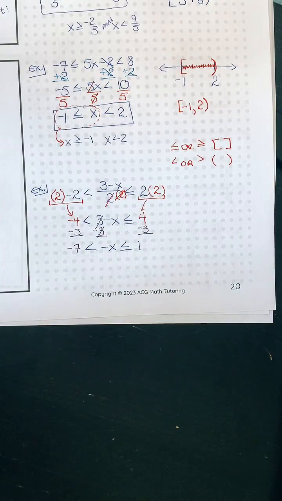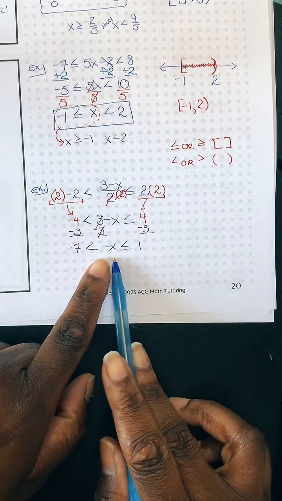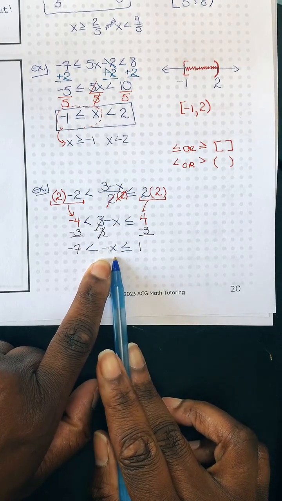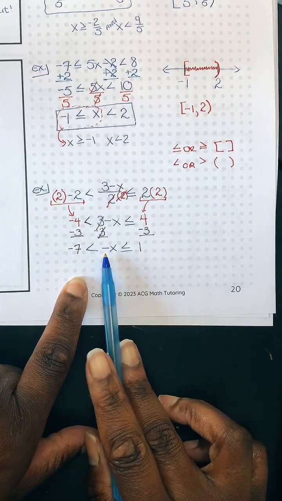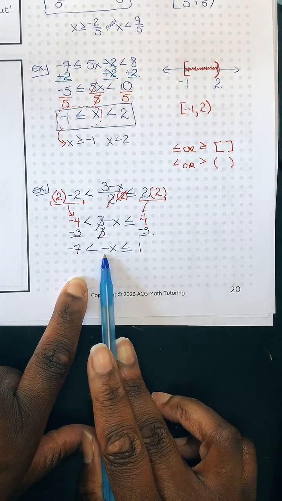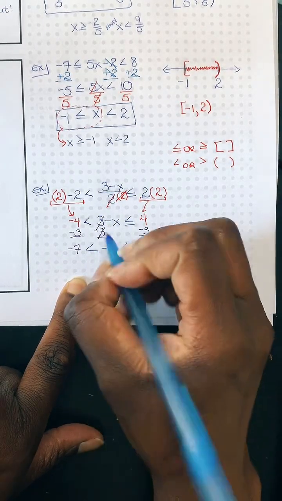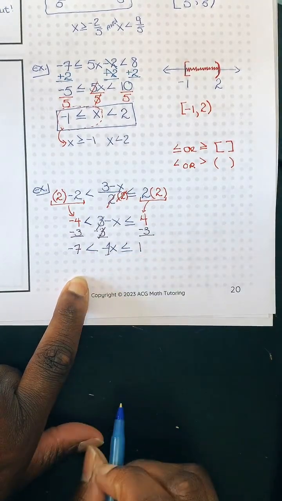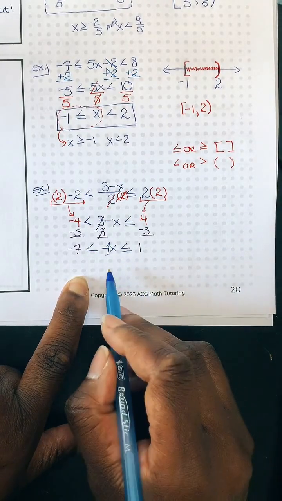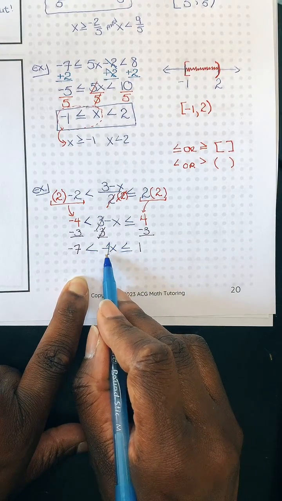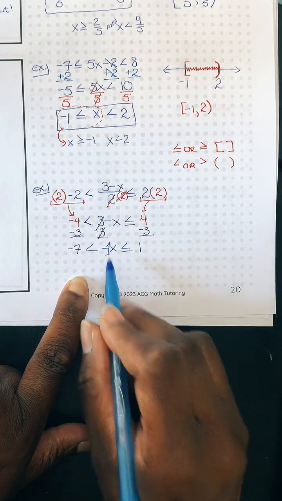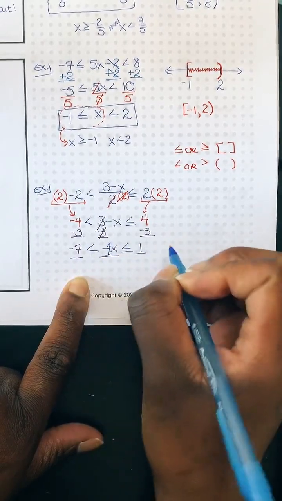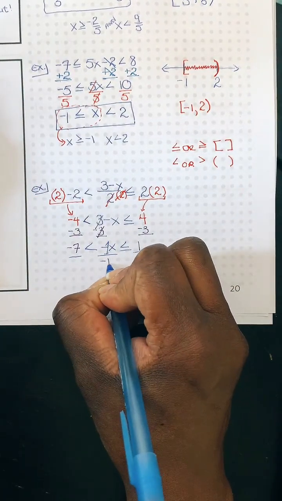Okay, makes sense? So now, a lot of people think, okay, we're done. No. All right, we have a negative here. This is assumed to be not just a negative x, but a negative 1x. Since there's no plus or minus sign in between the 1 and the x, that means we need to divide. And we need to divide all three sides by negative 1.